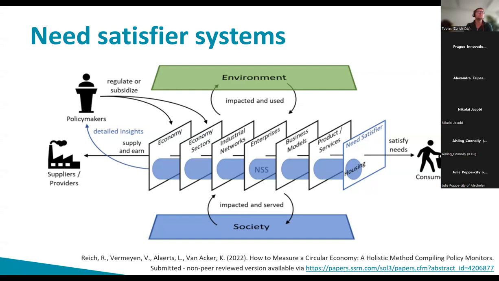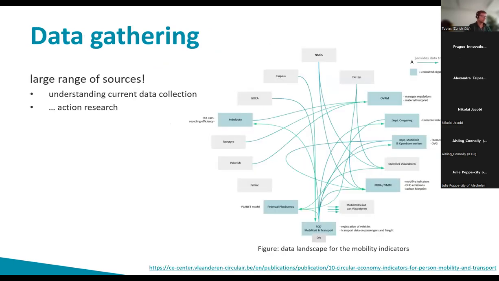And of course, a monitor is meant for policy makers to give them insights and to be able to give feedback on what policy is doing. So I just said it to frame it. If you look at the monitor from a company perspective and you want to see how circular the chemical sector is, our monitor won't directly give the answer because it's not made for that purpose. We're actually thinking how we could also get this information for Flanders in our current research.